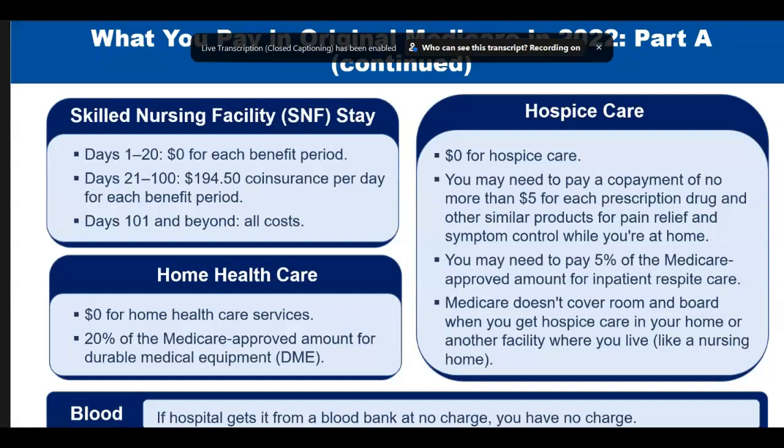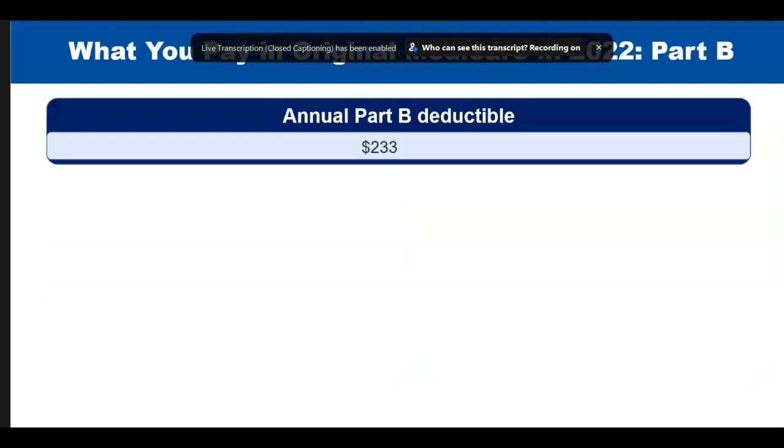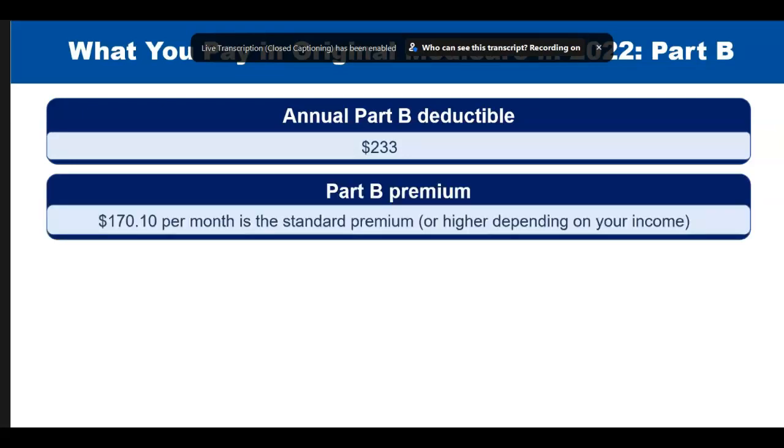Next slide, please. This slide talks about original Medicare. Basically, this is the Medicare program when it was started. The original Medicare program is the program that started Medicare way back in the 60s. And it's Part A, Part B, and this is talking a little bit about what you would pay for Part B. There's an annual Part B deductible of $233.